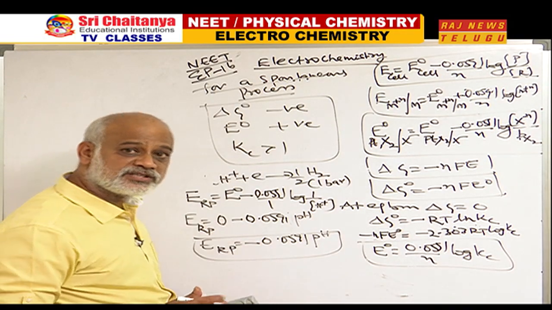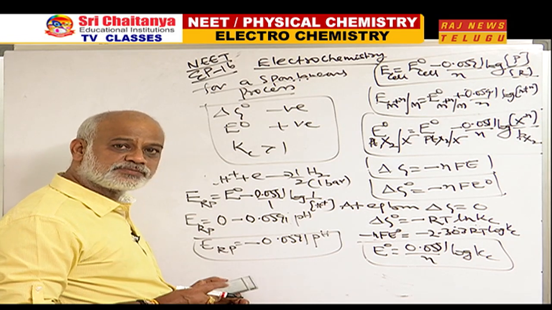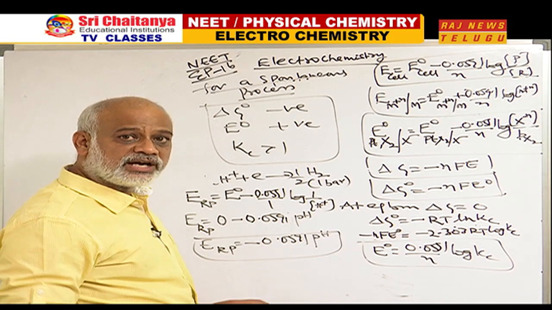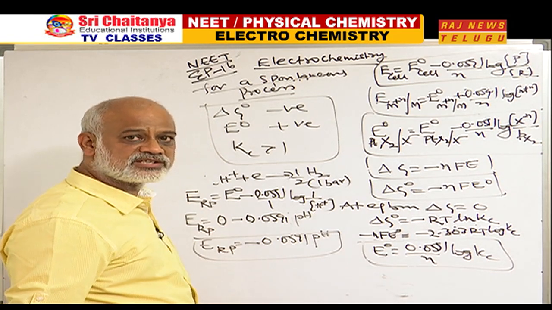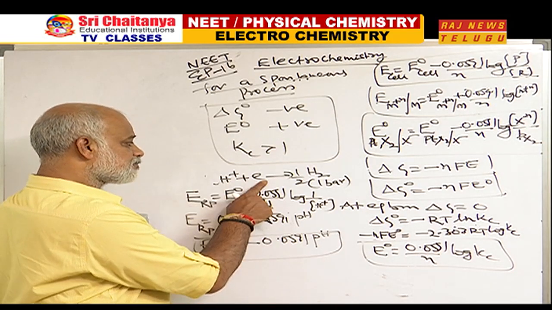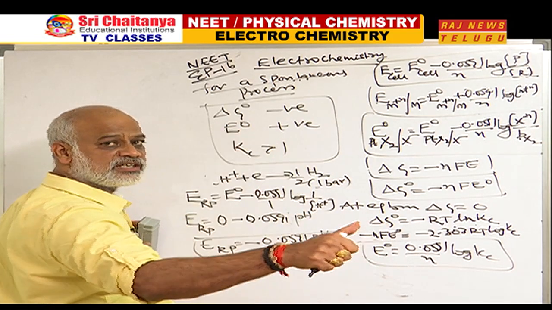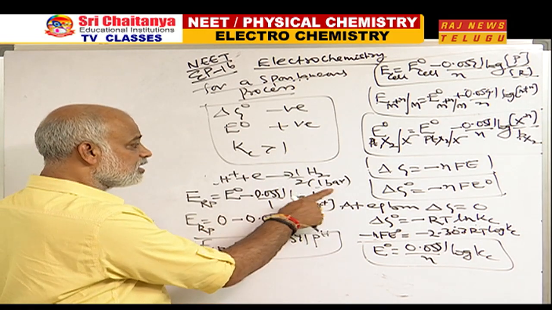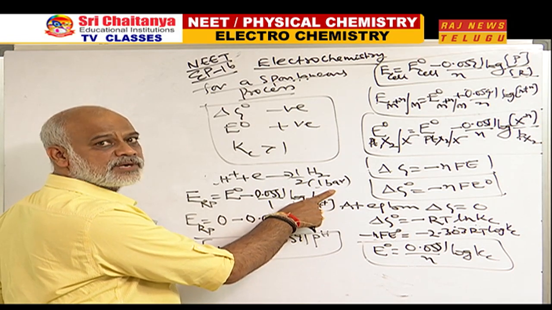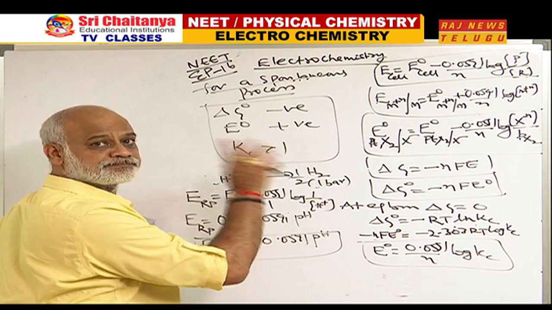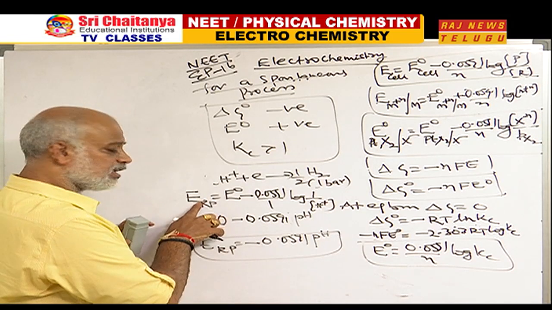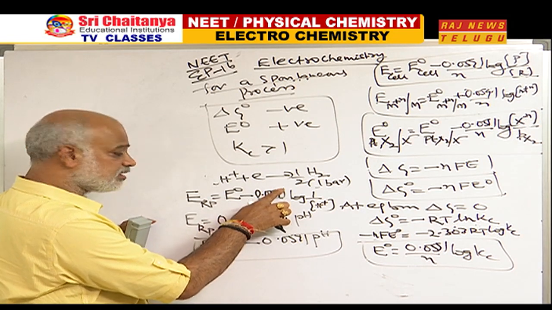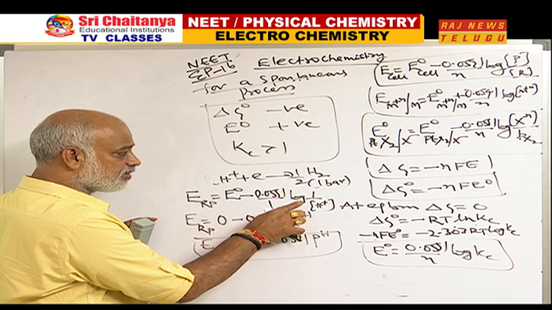I wanted to make a special mention about the hydrogen electrode. What is the half cell reaction occurring at the hydrogen electrode? H plus plus electron gives half H2. When it is a half cell, I am only interested in writing the reduction process. I wrote this assuming that the hydrogen gas is bubbled at 1 bar, 298 Kelvin. Therefore, E is equal to E naught minus 0.0591 by 1 logarithm of 1.